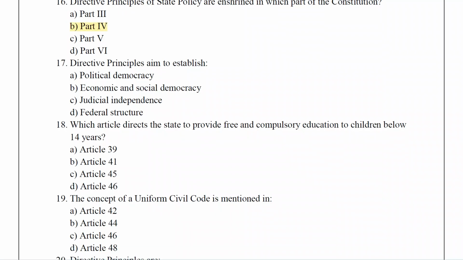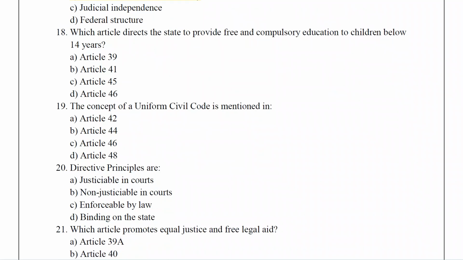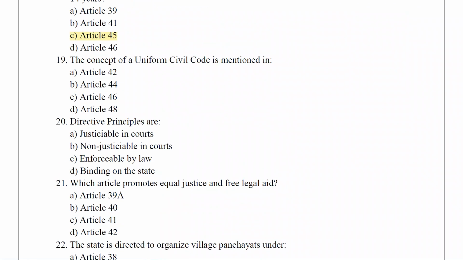Directive principles aim to establish economic and social democracy. Which article directs the state to provide free and compulsory education to children below 14 years? The answer is Article 45. Compulsory education, Article 45.